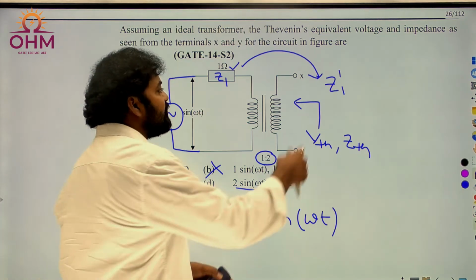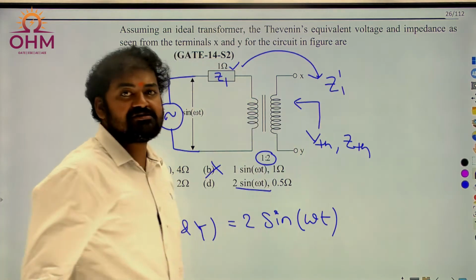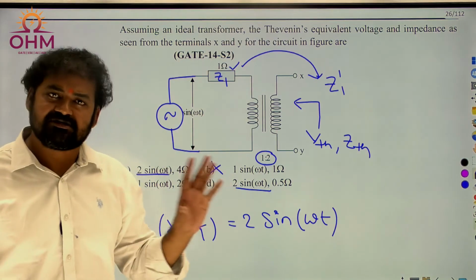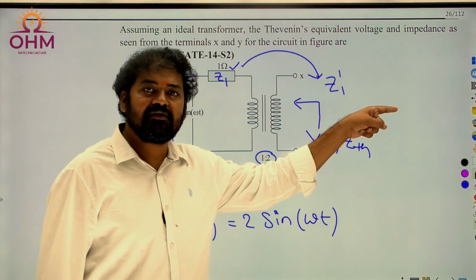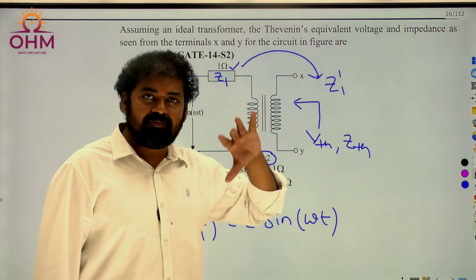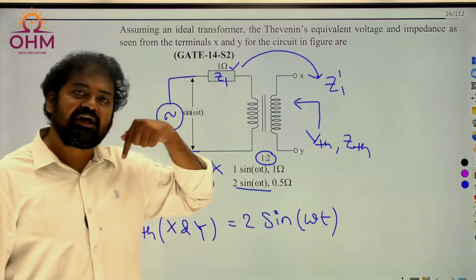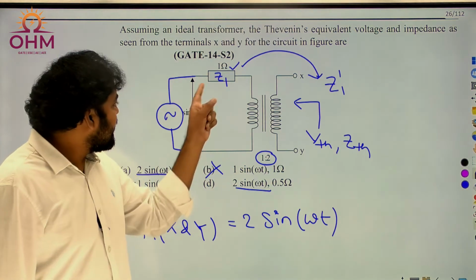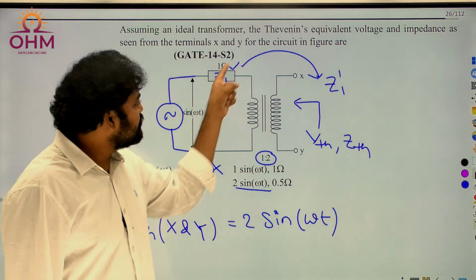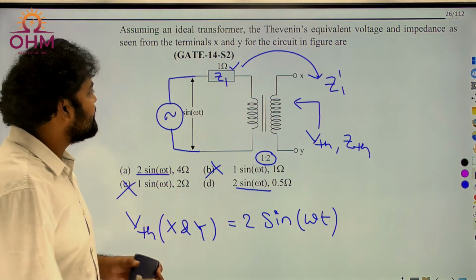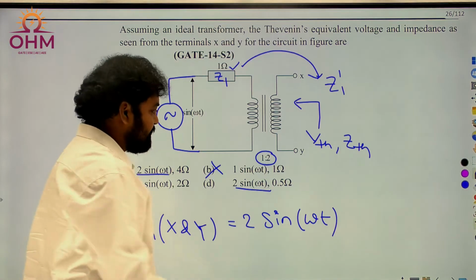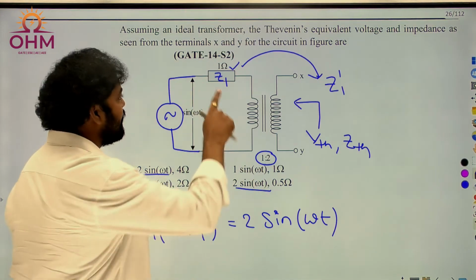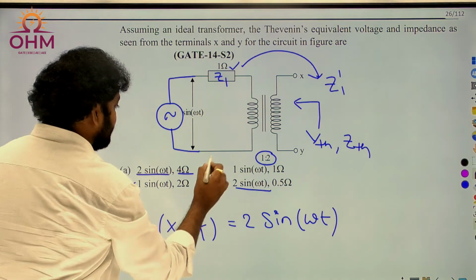If you transfer the impedance to the primary side, the shortcut is primary by secondary whole square into the original value. If I am going to the secondary side, the multiplication factor is secondary by primary whole square. If I move to the primary side, it is primary by secondary whole square. Currently, I need to move this impedance to the secondary side. Therefore, the answer is secondary by primary whole square. What is secondary by primary? 2 by 1 whole square, that will become 4. 4 into 1 ohm. This would be the correct answer.